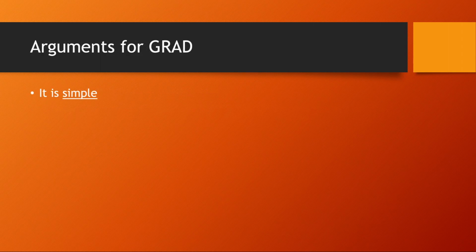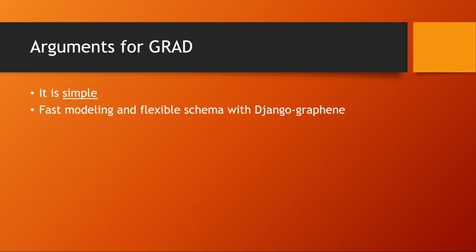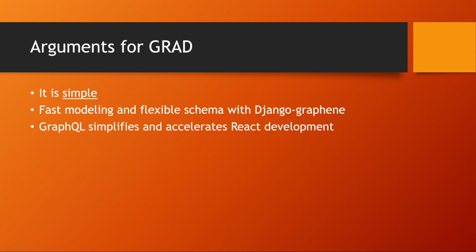So, arguments for GRAD. It is dead simple. I really think that this front-end development process is just really straightforward, really easy. I really recommend checking it out. It allows for fast modeling and flexible schema with Django-graphene. So essentially, if you have a data idea that you want to get out and get into a GraphQL endpoint as rapidly as possible, it lets you get there pretty quickly. Django modeling is really simplistic, and piping it into Django-graphene to get that GraphQL endpoint is a breeze in most instances. I think this is the strongest point out of anything, whether you're using Django-graphene as your backend or not: GraphQL simplifies and accelerates React development.